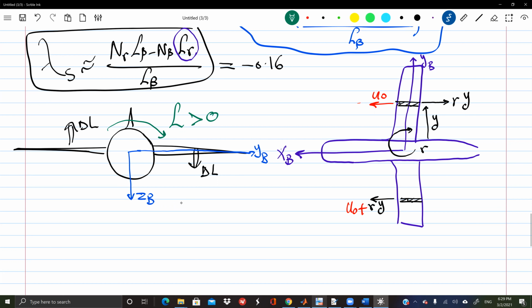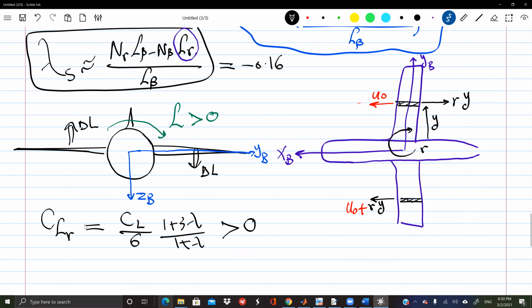So CLR, we derived it in the lecture notes. You will find it as CL over 6 times (1 plus 3 lambda) over (1 plus lambda). CLR is positive. Lambda is the taper ratio of the wing, which is positive, and CL is the lift coefficient of the airplane. It's not CL alpha. For the first time we don't have CL alpha. We have just CL. Why?